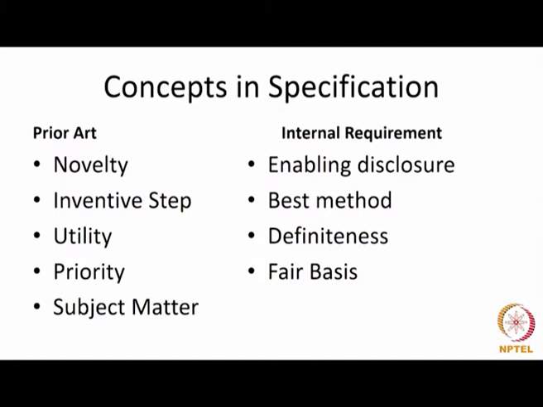So fair basis is a requirement that you cannot claim something which you have not disclosed. You should disclose something in the descriptive part, and based on the disclosure you should make a claim. If there is a claim which incorporates an element or a part which is not disclosed or explained in the descriptive part, then we say the claim is not fairly based on the description. So the claims have to come from the description.